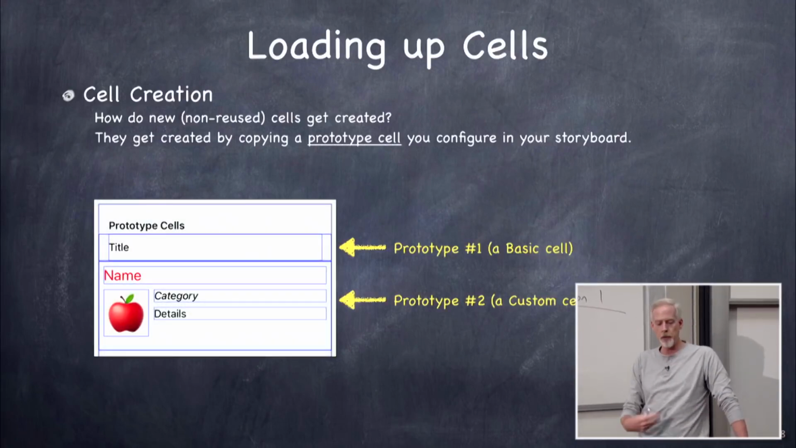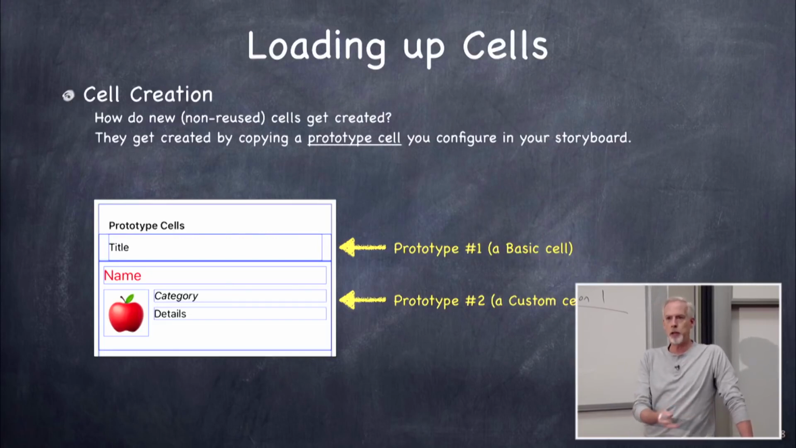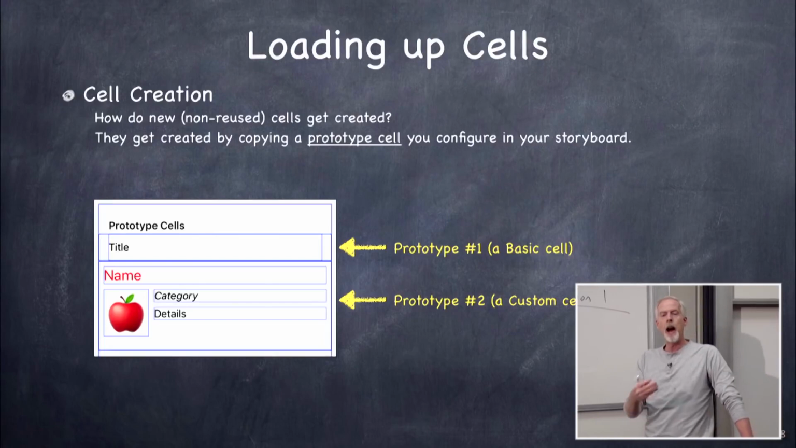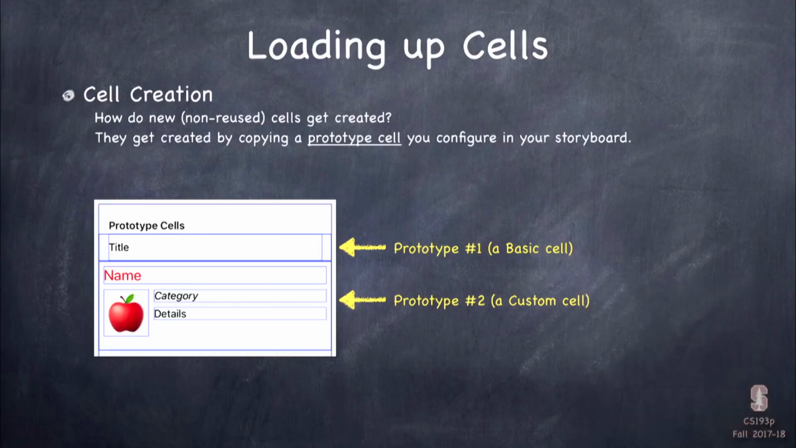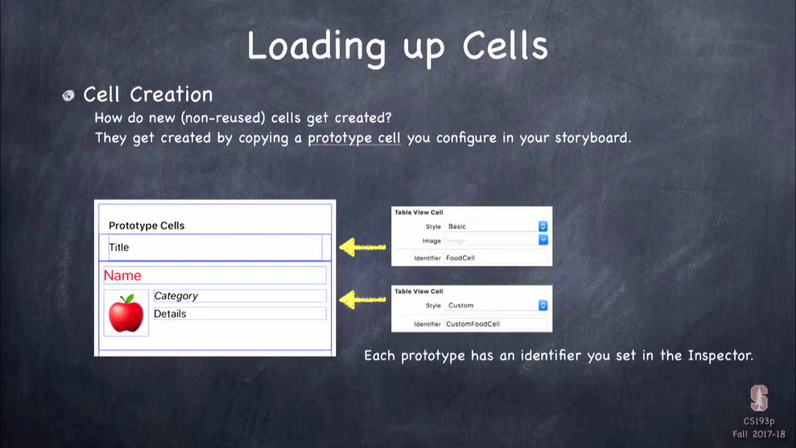And here's an example of it. This is a screenshot from my storyboard. This is the top of my table view controller right here. I've got two cells here, two prototypes. The first one is just a basic cell. And the second one is that complicated one I showed you that's got the image and the category of the food and the name of the food and some details about the food, etc. So these are two separate prototypes in here, and for each of them I'm going to set their style and also give them an identifier.